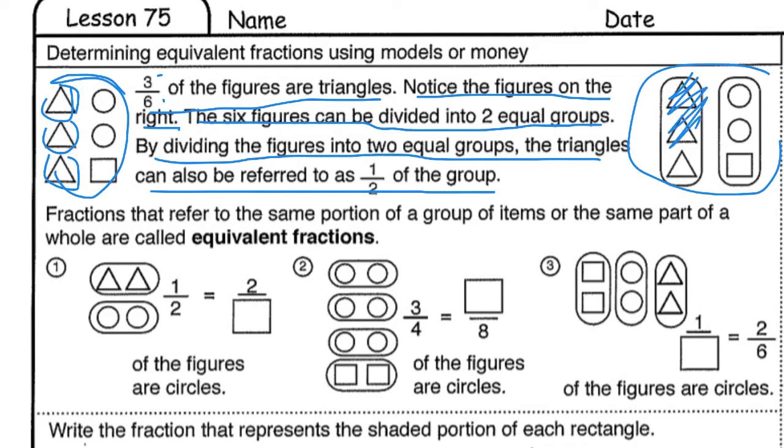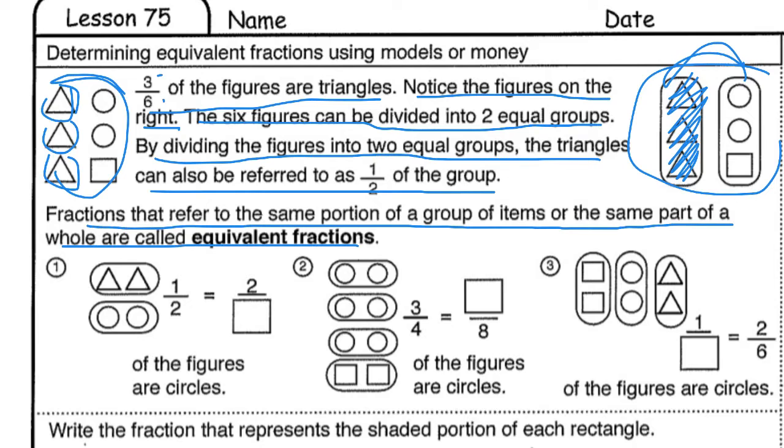So if this was 2 groups, you can see that's 1 group right there. And 1 group is triangles out of the 2 total groups that you see there. So we can say that half of the shapes are triangles. Fractions that refer to the same portion of a group of items or the same part of a whole are called equivalent fractions. Equivalent fractions means fractions that are naming the same amount of stuff. You can change the numbers in a fraction and still be naming the same amount of stuff. And we're going to see that right now.